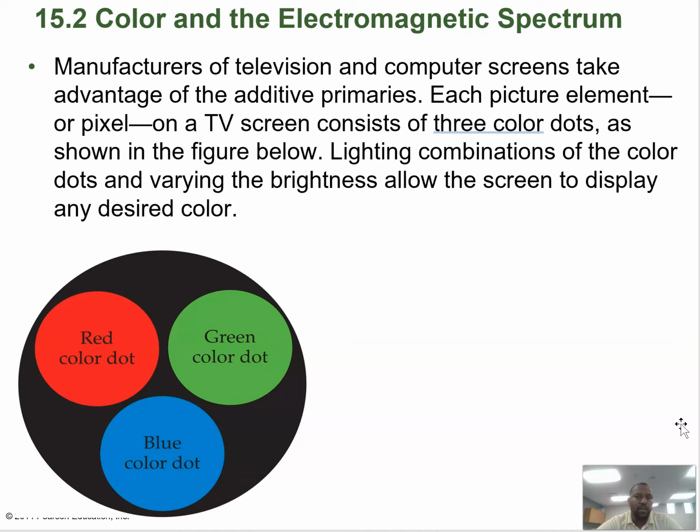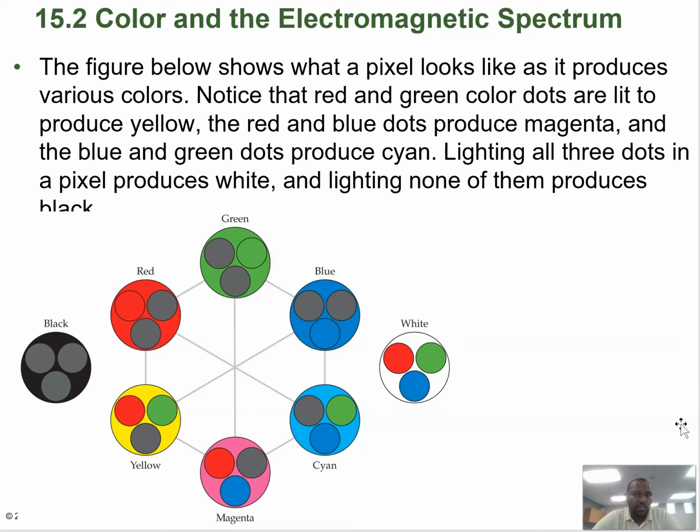Note that red and green color dots are lit to produce yellow. You mix them together, it produces yellow. And red and blue produces magenta. If you mix red with blue, it produces magenta. And blue and green produces cyan.